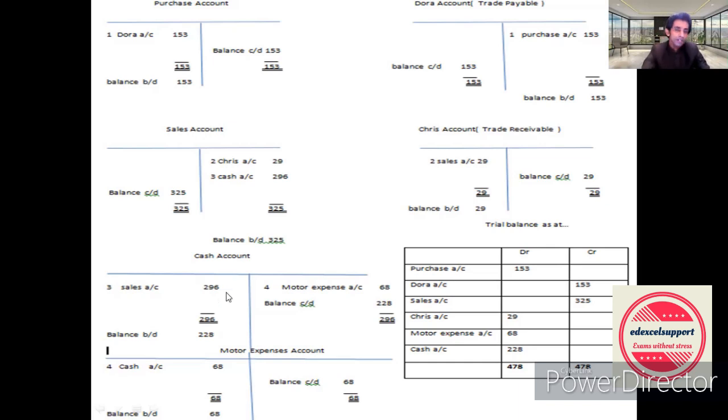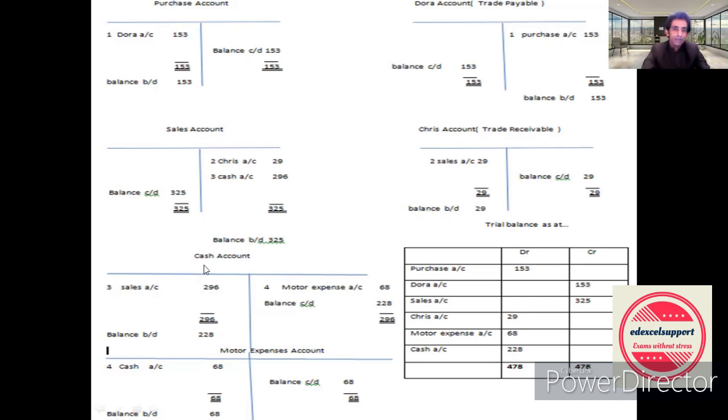Next we move to the cash account. Cash account, you have one transaction here, 296, and on the other side 68. So the highest value will be 296. Here also 296. The carried down value will be 296 minus 68, which gives 228. Brought down balance also 228. So next one is motor expense account. On the debit side, the balance is 68. Nothing is there in the credit side. So 68 is the total. Here also 68. Carried down balance is 68. Brought down balance is 68.